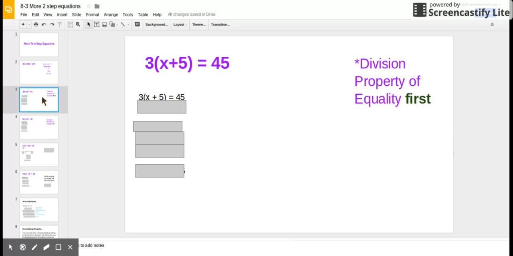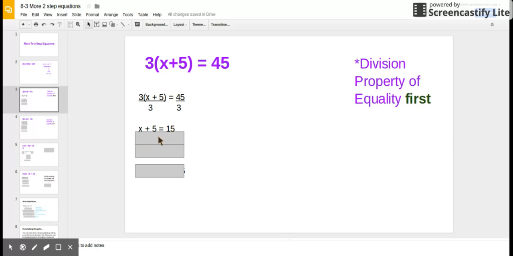We have 3 times x plus 5 is equal to 45. The first thing that we're going to do here, we can actually distribute this 3 and then solve, but it'll actually be easier if we do the division property of equality first. So what that means is we have 3 times x plus 5 equals 45. If we divide by 3 on both sides, we can get rid of this 3 here. If I divide by 3 on both sides, I get rid of these 3's on the left, and then I'm left with x plus 5 is equal to 15, because 45 divided by 3 gets me 15.